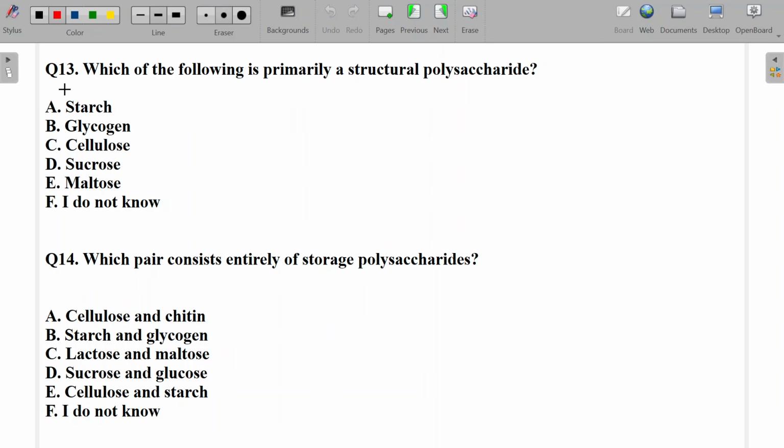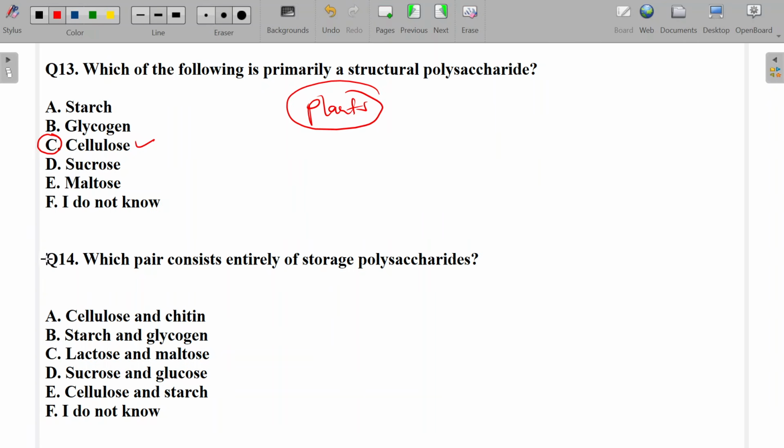Question 13. Which of the following is primarily a structural polysaccharide? A. Starch. B. Glycogen. C. Cellulose. D. Sucrose. E. Maltose. F. I do not know. Cellulose. Yes. Where is it found? In plants. Yes, in plants. Wonderful. In the cell of what?